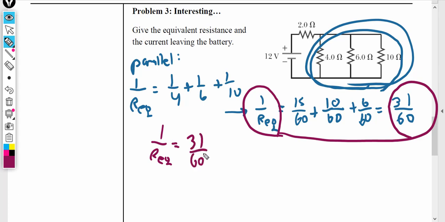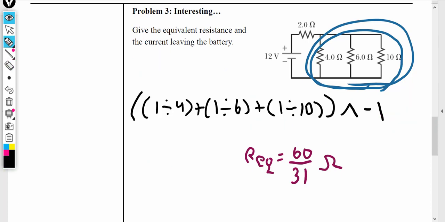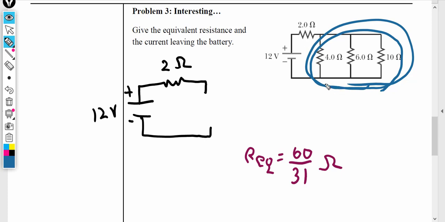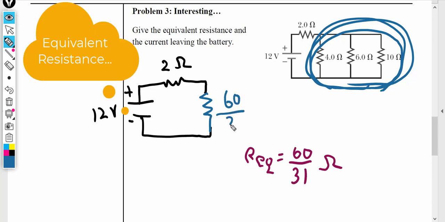So I have to flip this upside down to get the equivalent resistance. So that, folks, is my equivalent resistance for this blue area right here. I just cannot believe this. For those of you wanting to do this in your calculator directly, I propose the following. Add up all the reciprocals and then raise it to the -1 power. Raising it to the -1 power will reciprocate your answer. Essentially this whole blue region, these 3 in parallel, can be redrawn as just 1 resistor with a resistance of 60 over 31 ohms.